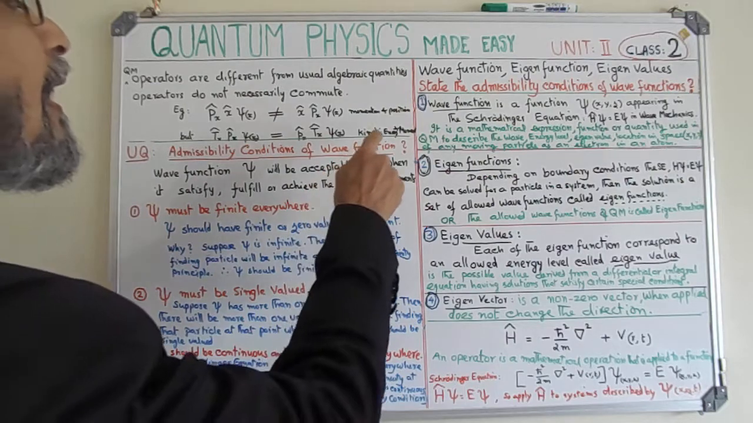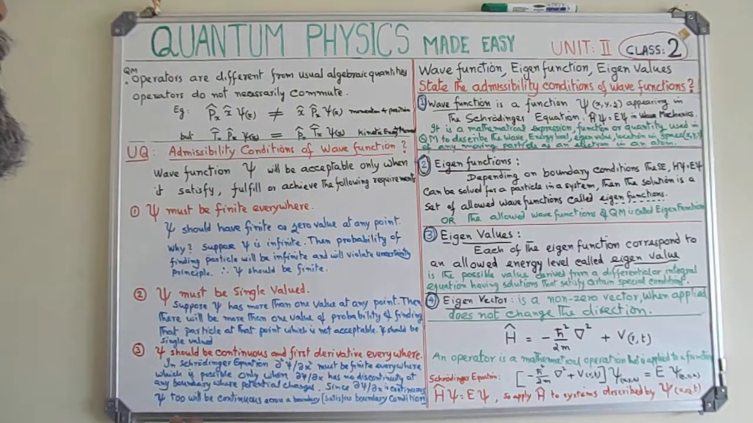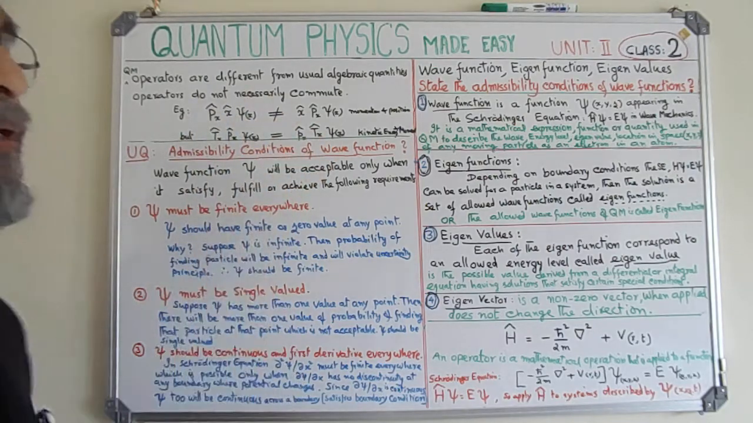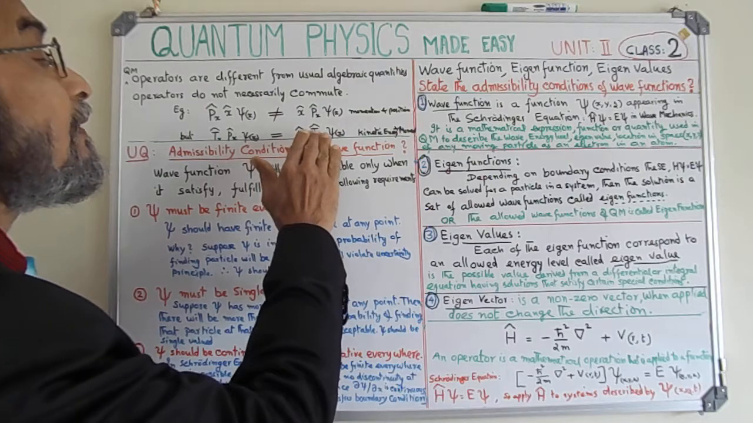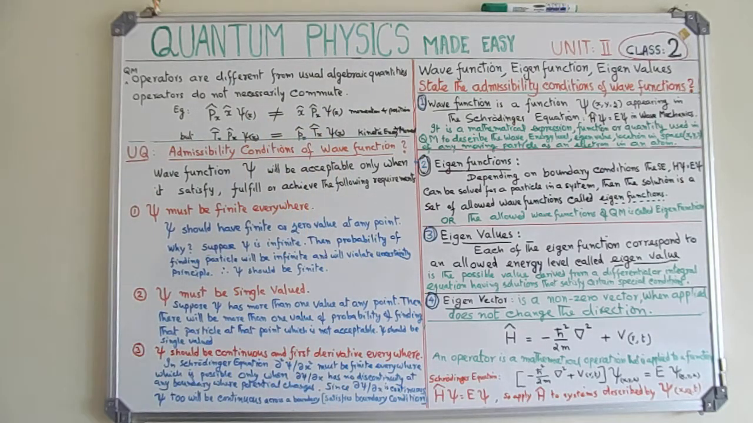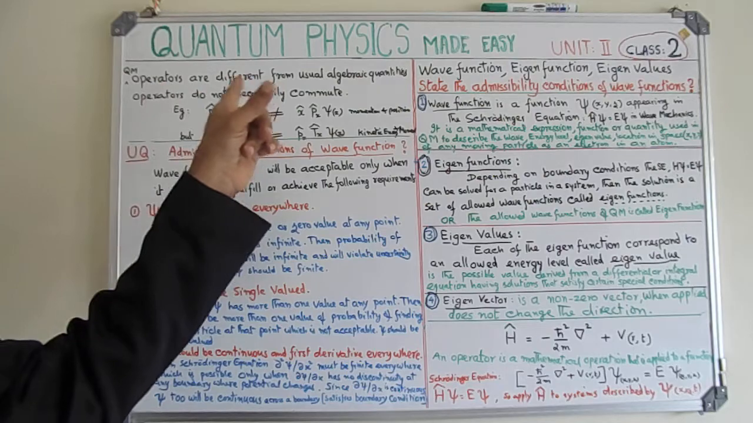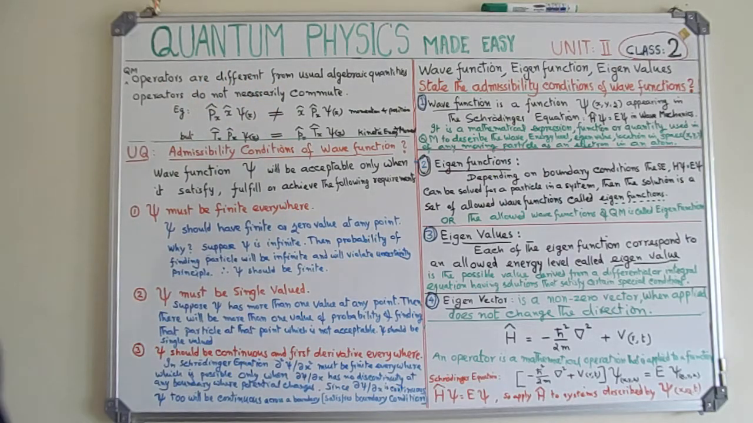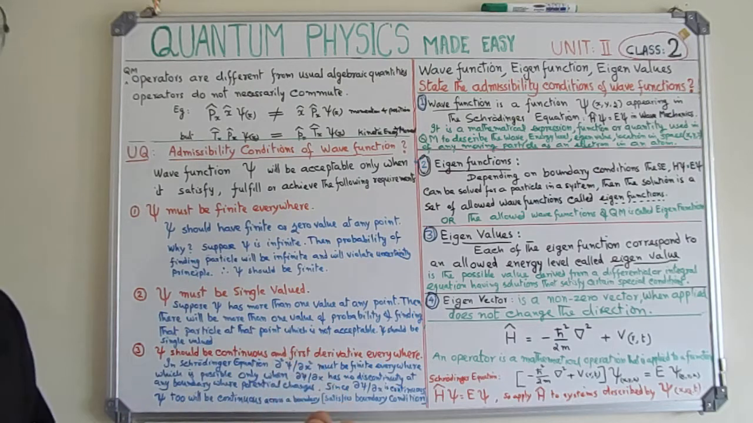For example, kinetic energy operator T cap followed by potential energy operator on a wave function will be same as the other way. That is first momentum operator, then kinetic energy operator. They will commute. My point is that operators are different from usual algebraic quantities, and we should be careful while dealing with the operators, which will be more clear in the coming classes.